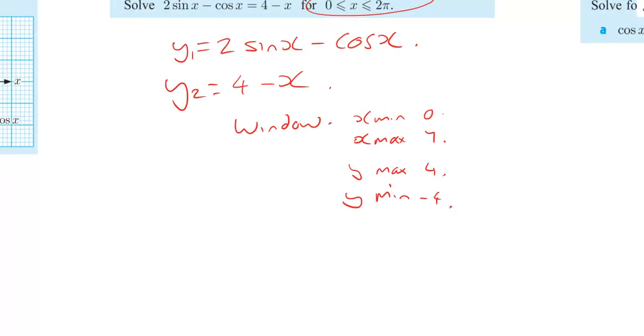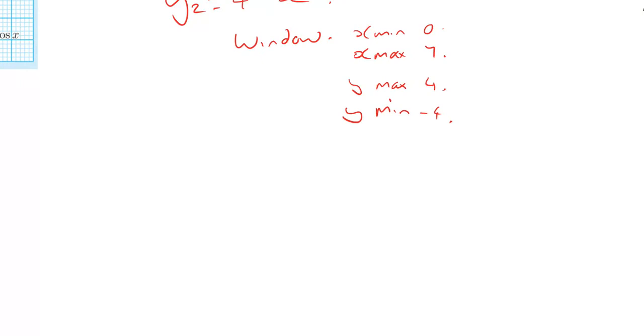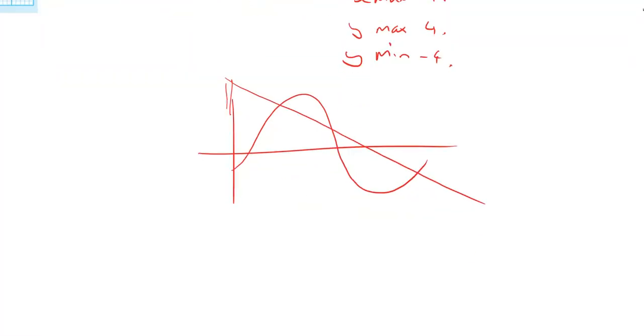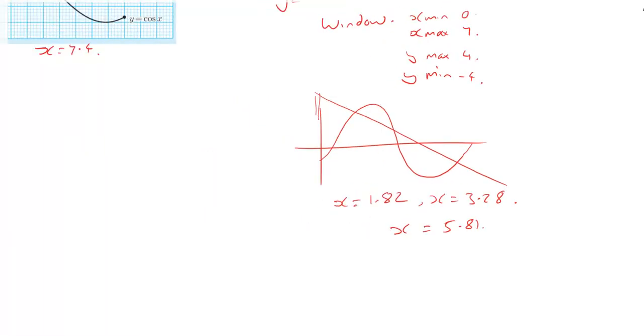Now, I don't have any screen captures of the graph today, but broadly speaking, we're going to see something along these lines. Something like that. And if we find those intersection points, we can hopefully find that x is equal to 1.82, x is equal to 3.28, and x is equal to 5.81. We're using the intersection feature on our calculators.